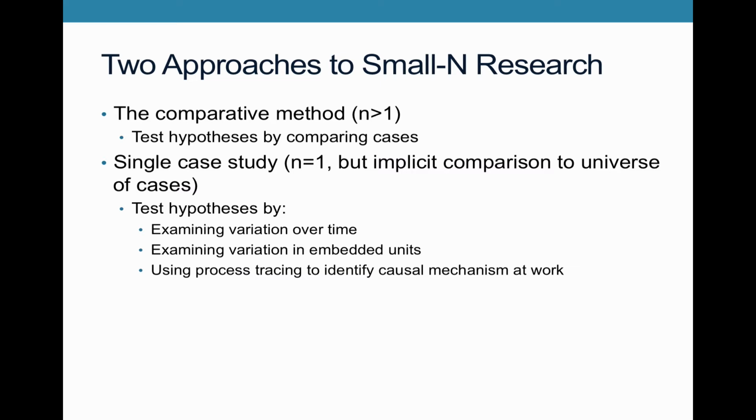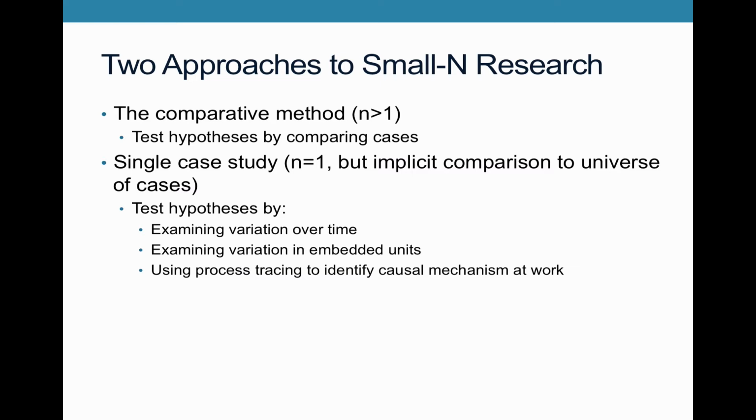Or variation in embedded units could be, if you're looking at a study of Mexico, you could look across different states and do comparisons. So if you're looking at, again, this influence of human rights groups, maybe they're more active in the capital than they are in the state of Oaxaca. And so you can look and see how they are playing out there.